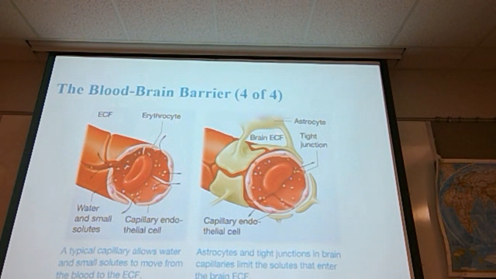Here we've got the astrocyte and its tight junction bound to that structure, and you see we now have these areas, like over here, you've got these big gaps where things can run out. Over here, those are all closed, and we have very limited ability of things to leave and enter the brain.